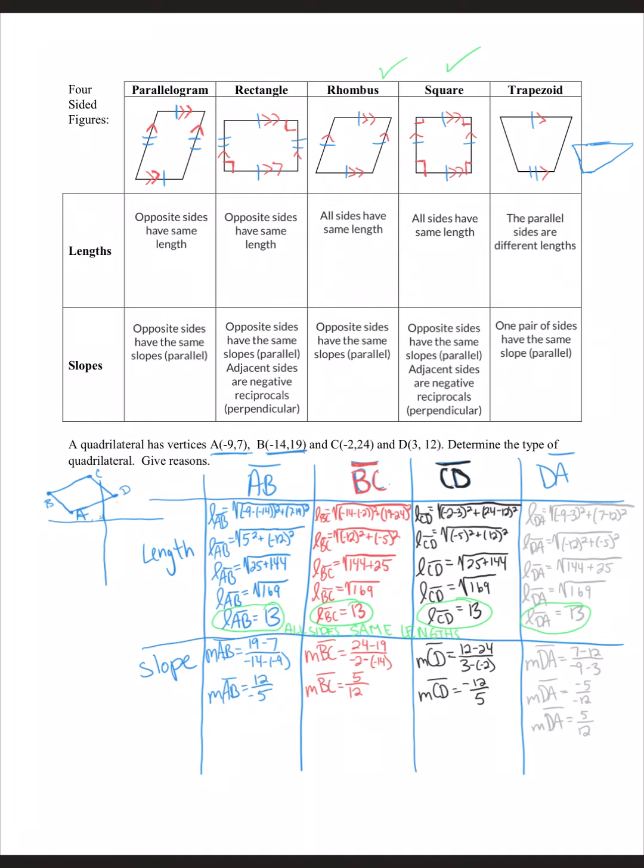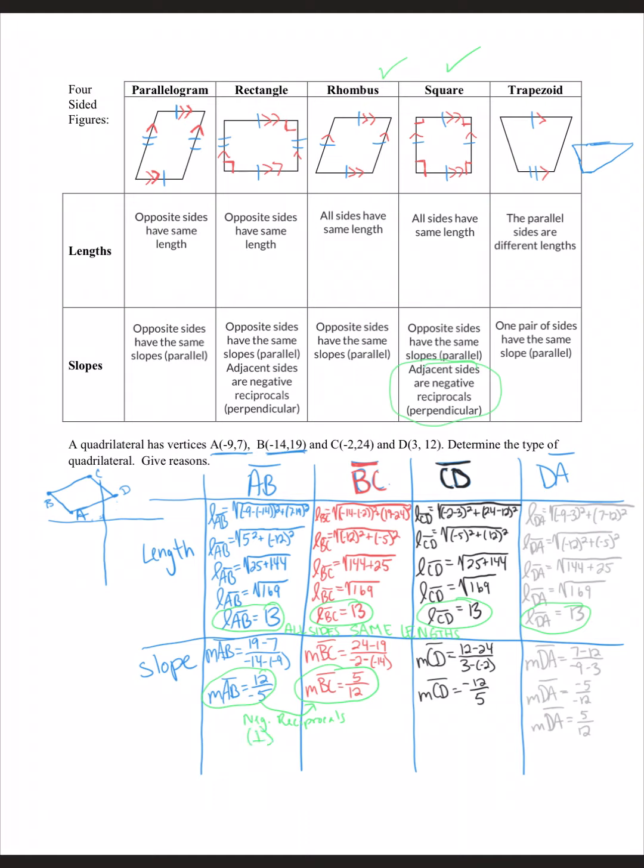So the only difference between a rhombus and a square is this part right here, it looks like. So are the adjacent sides negative reciprocals? Because in a rhombus they're not, but in a square, adjacent sides are negative reciprocals, which shows that they're perpendicular, which gives us that square. So if we look, AB would fall next to BC. Are they negative reciprocals? So 12 over -5, 5 over 12, yep, those are negative reciprocals. So that shows that they're perpendicular.